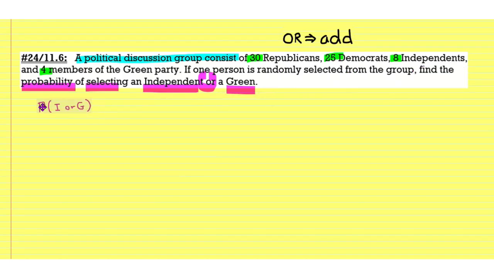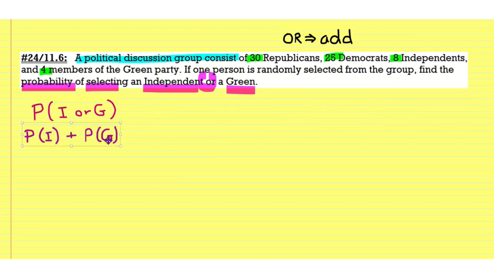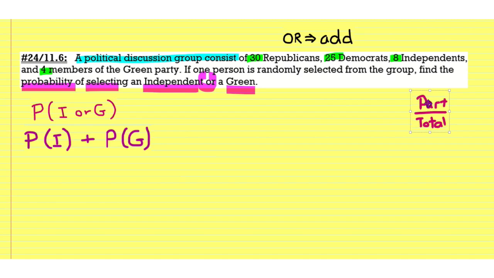And that means I should be able to write my probability in this format: the probability of an independent or a Green Party member. Because we're using the word or in our probability, that means we're going to add the probabilities together. So that means we're going to find the part out of the total. Well, that means we need to know what the total is. So again, they told us that we had 30 Republicans, 25 Democrats, 8 Independents, and 4 Green Party members. And all of that adds up to a total in the discussion group of 67.